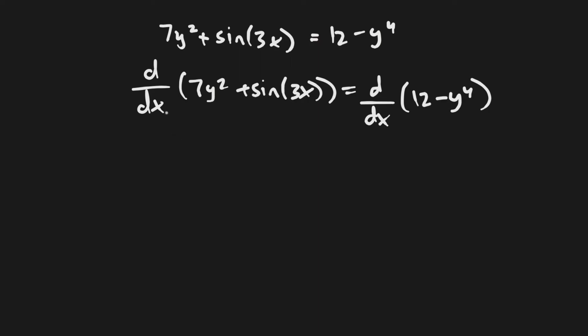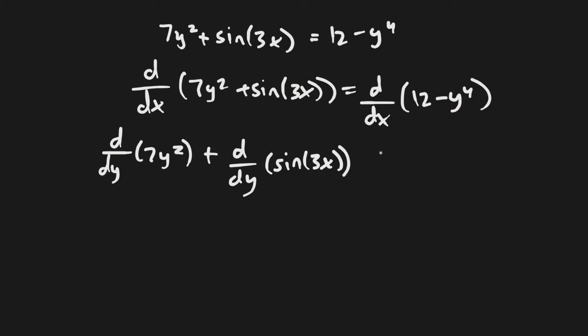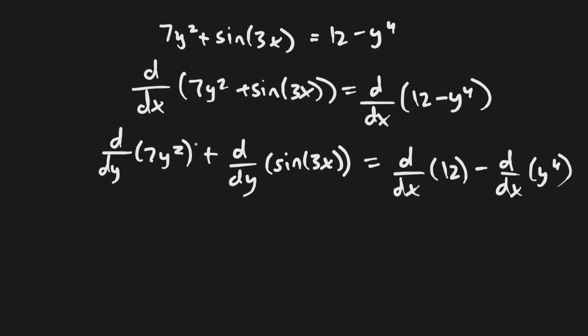And then now we have to find the actual derivative, right? So remember that this is the derivative with respect to x. So whenever we have a y term, we have to tag on that dy dx. You'll see that right now. So what I'll do is I'll split this into two using the sum rule, right? So this is just going to be the derivative of 7y squared plus the derivative of sine 3x equals the same thing over on this side. So the derivative of 12 minus the derivative of y to the fourth power. That's what we have to do.